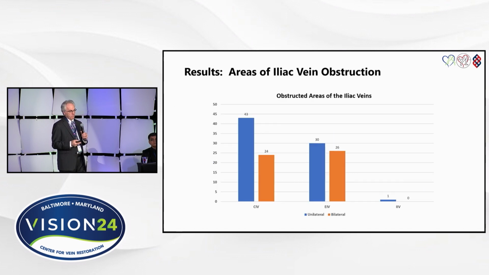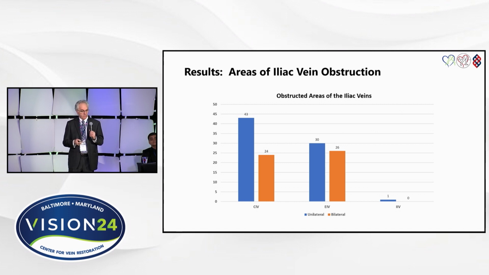So when you look at the P part of the SVP classification in this group of 70 patients, what we see is that a significant number of them had obstructive disease in either the common iliac vein or the external iliac vein, either unilaterally or bilaterally as well.